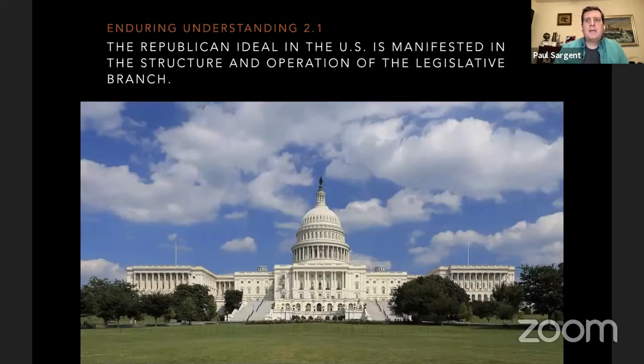So we're going to start off with this enduring understanding here. This is, again, right from the College Board. I like putting their words in here because if we know what they're asking and we know what they're saying, then it gives us a hint as to what might be on the exam. So the Republican ideal in the US is manifested in the structure and operation of the legislative branch, okay? And that's really sort of setting it out. The legislative branch is Republican in that, not Republican with a big R, meaning the party, but Republican with a little r, meaning that we elect people to represent us and to make decisions for us in this branch.